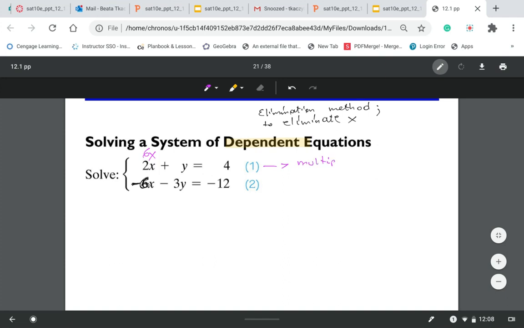So multiply equation 1 by 3, so we can have 2x times 3, which is 6x. Everything will be multiplied by 3, the left side and the right side. So the equivalent equation 1 will be 3 times 2x, which is 6x, 3 times y, which is 3y, equal 3 times 4, which is 12.